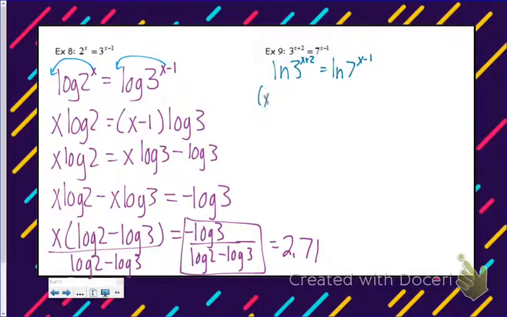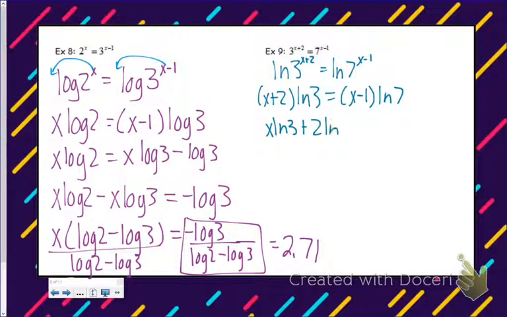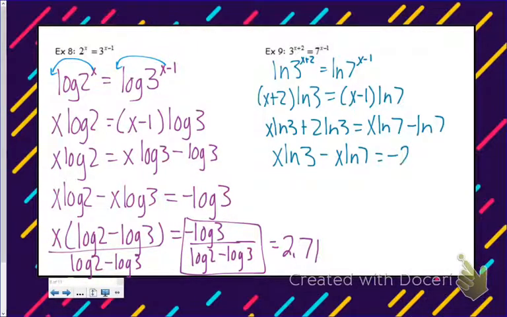Okay, move the exponent to the front. Okay, I'm going to distribute. I'm going to put my x's on the same side, and I'm going to move everything without an x to the other side. So x natural log of 3 minus x natural log of 7. Then it's going to be negative 2 natural log of 3 minus the natural log of 7. Factor out my x.